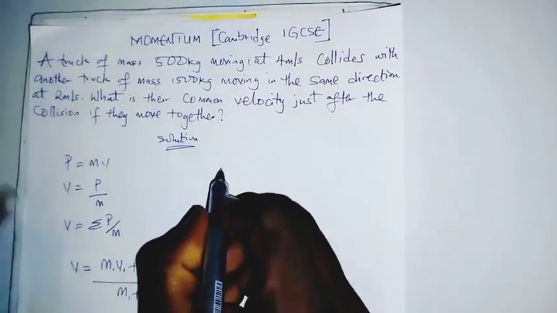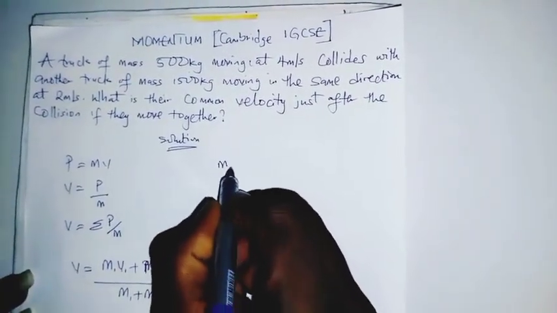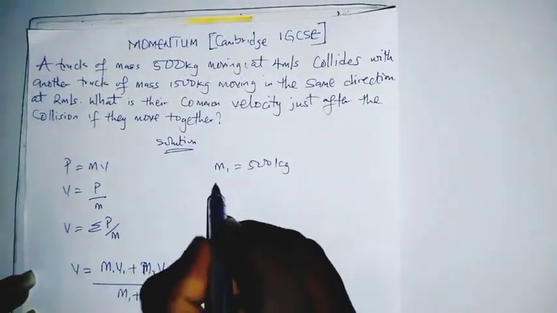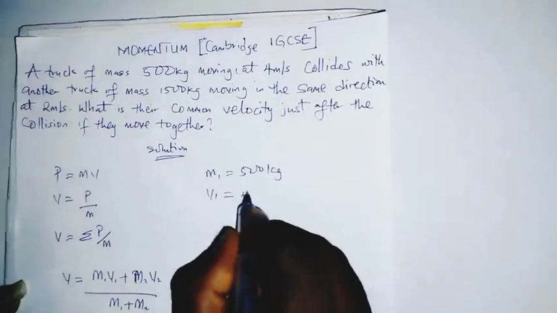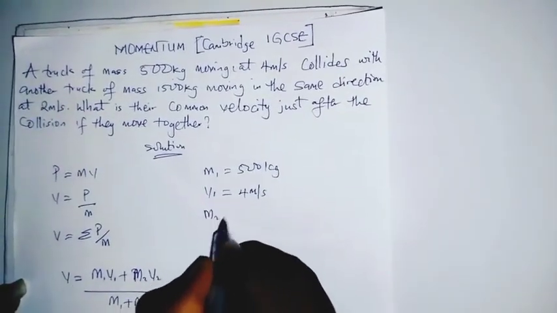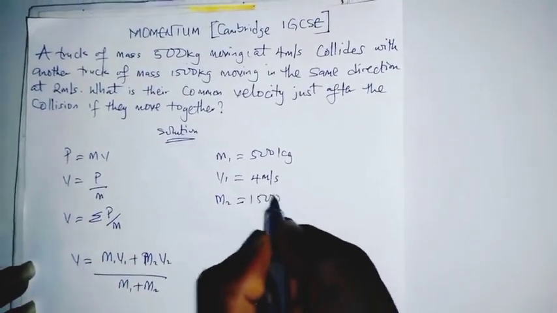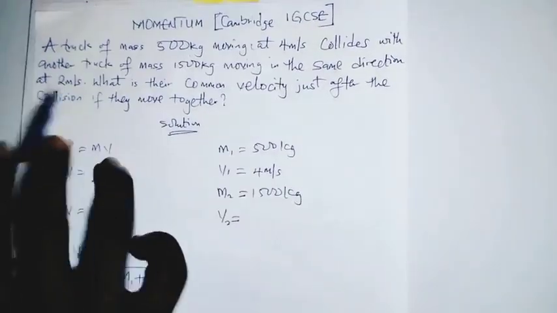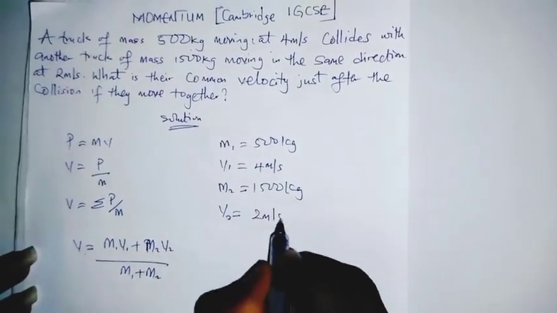Now we know that m1 here is the first mass, given as 500 kg, and v1 here is 4 meters per second. Also m2 here is 1500 kg, then v2 is given here as 2 meters per second.